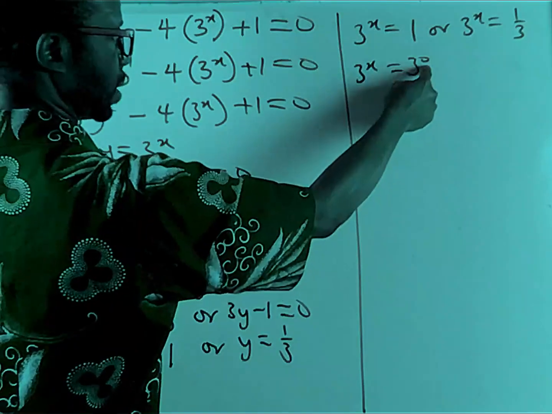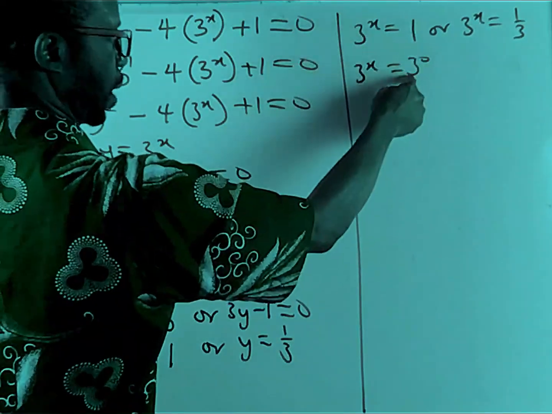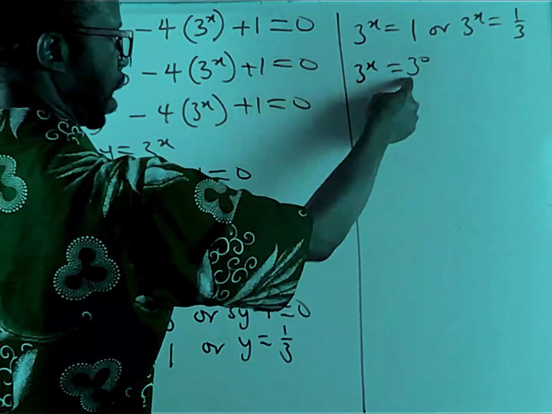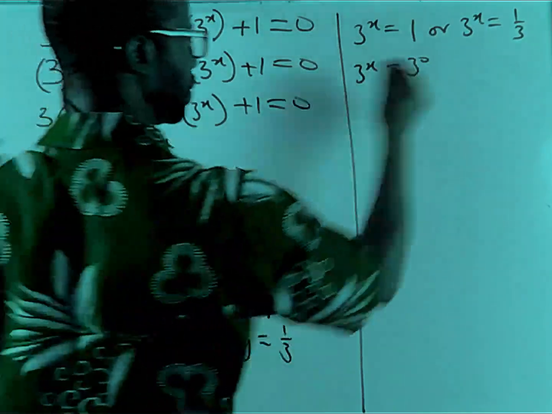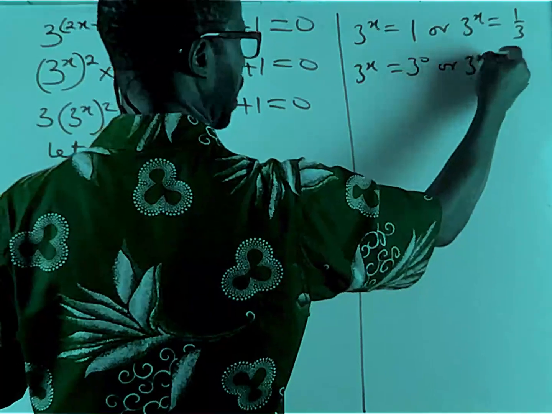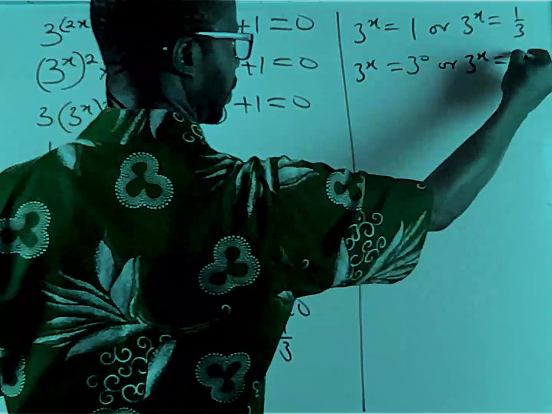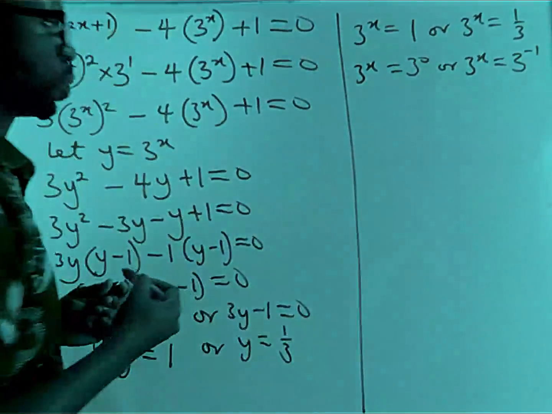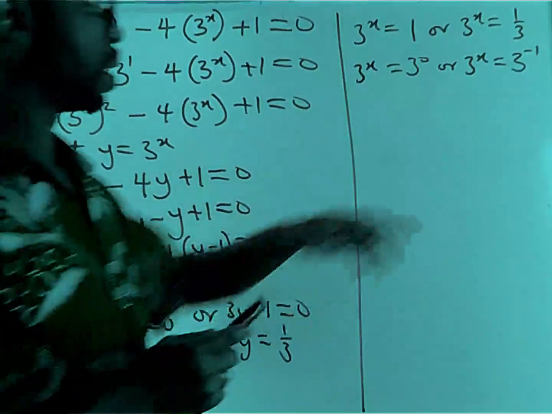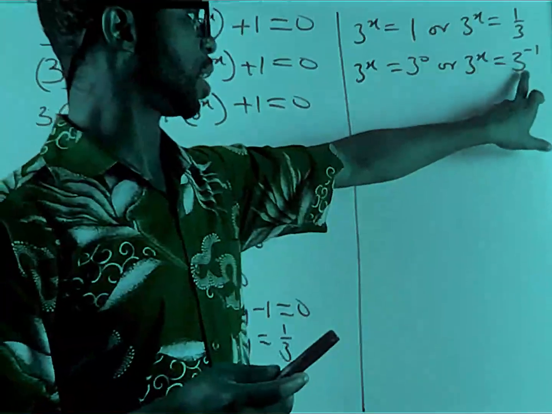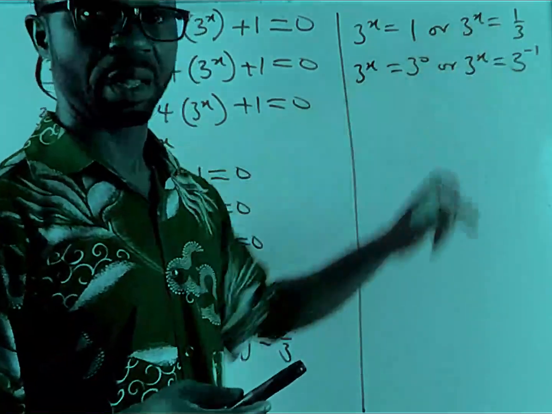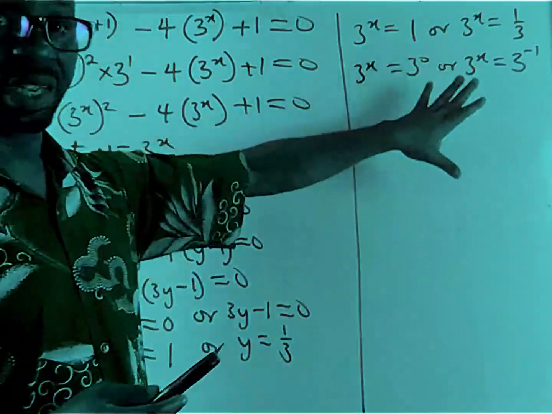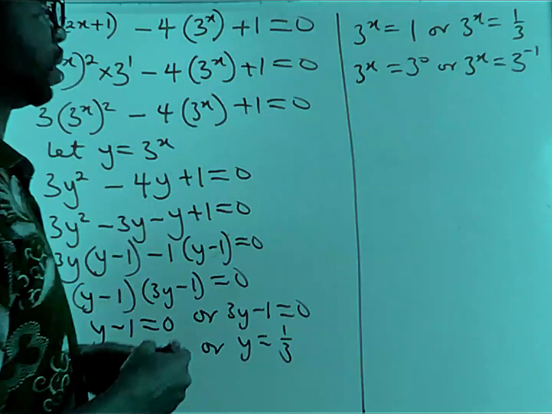And that is 3 raised to the power 0. If this was 2, I write 2 raised to the power 0. If it was 5, I write 5 raised to the power 0, so that they can be the same thing. Or 3 raised to the power x equals, right here, if you're writing it as indices, it will just be 3 raised to the power negative 1. And you know this 3 raised to the power negative 1 is the same thing as 1 over 3.